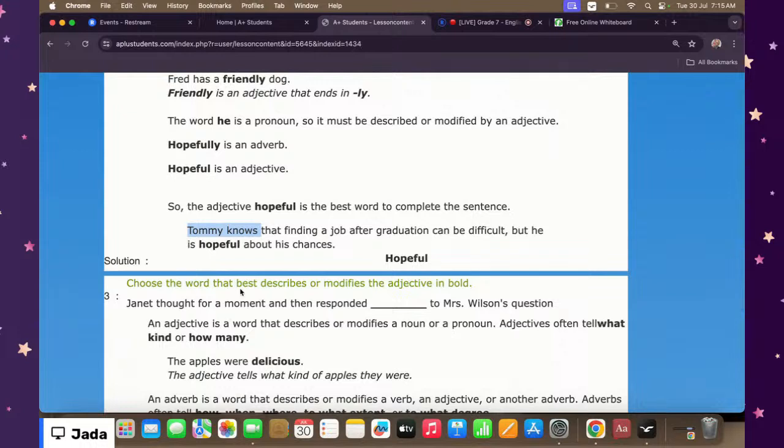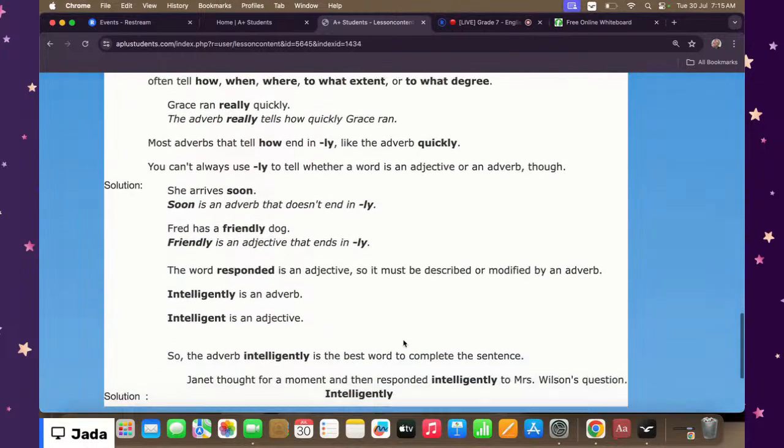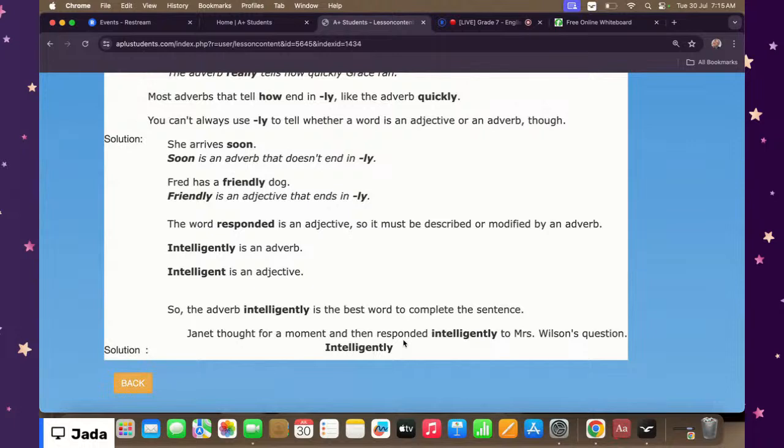Janet thought for a moment and then responded dash to Mrs. Wilson's question. So she responded intelligently to Mrs. Wilson's question. So you have to compare, is it intelligent in this sentence or intelligently? You have to make sure that the sentence is complete and correct. Do not just pick because you say, oh, this is an adverb, this is an adjective. All right. So we'll move on to your test now.